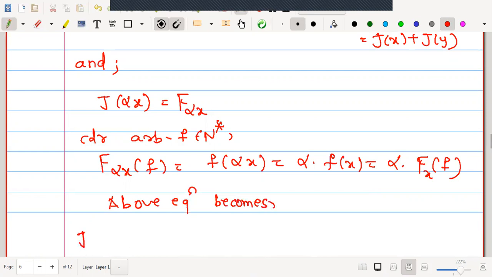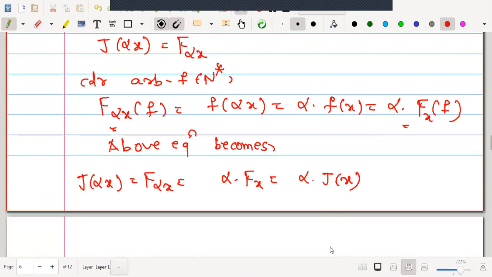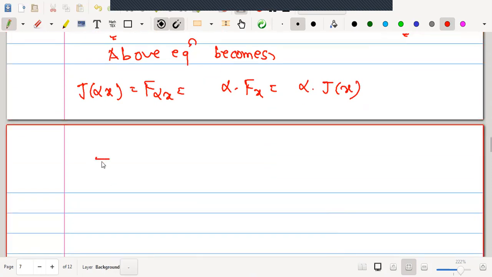The above equation becomes J(alpha x) is equal to f_(alpha x). Here, as this f is arbitrary, may I write alpha f_x. Alpha f_x, that is alpha J of x. Hence J preserves scalar multiplication, and combining both, one can say that J is linear.